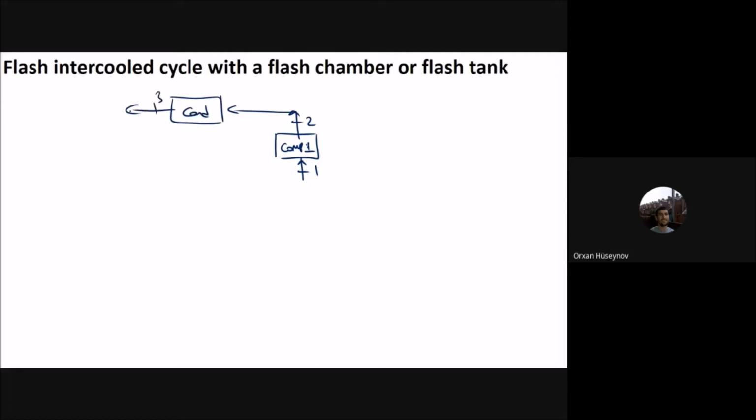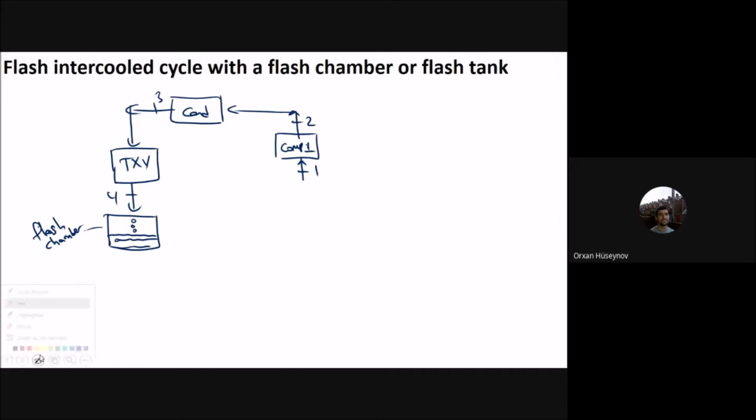The condenser will have that 3. Then you will have the thermal expansion valve. This one is 3 again here. You have that thermal expansion valve, and that one goes to 4. Again, you have this flash chamber here. In this flash chamber, you will have the drops. And here you will have the liquid state, and then you have the vapor state. What you are doing here is separating the liquid and the vapor. So here you will have only liquid.